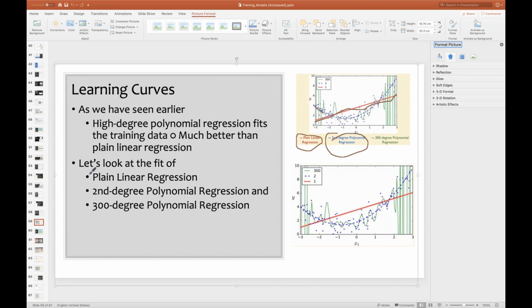Let me change the color, guys, for everyone's benefit. Blue color. This one is the second one. The dark blue is 300 degrees, so I'll take dark blue. Or do I have that? I'll take green. Okay. This is the 300-degree polynomial regression.